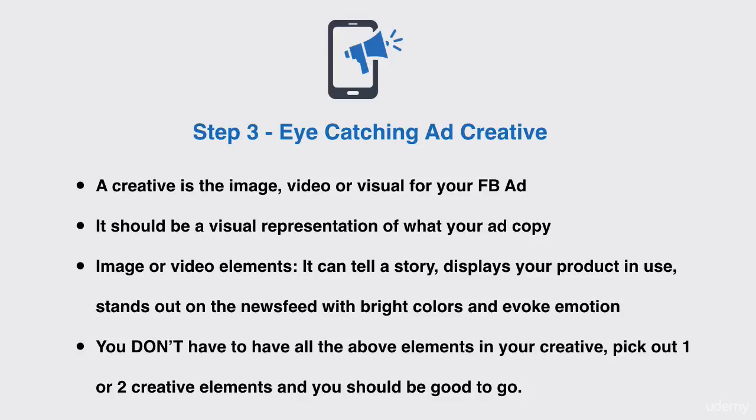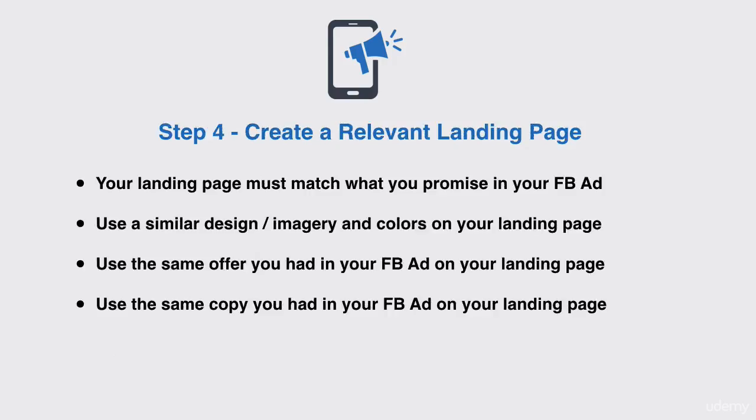It stands out on the news feed, so you can use contrasting bright colors, and if it's an image or a story, it evokes emotions so that people stop and actually look at it. You don't have to have all these elements in your creative. Just simply pick out 1 or 2 elements, such as displaying your product in use or bright colors, and you should be good to go.